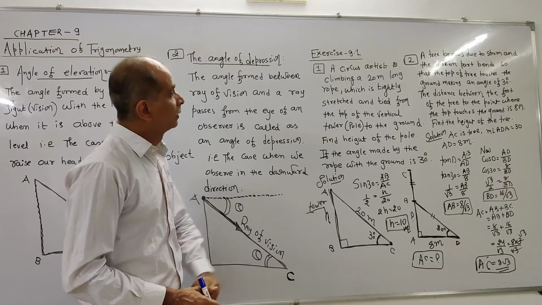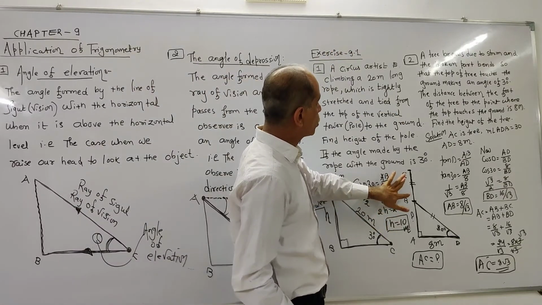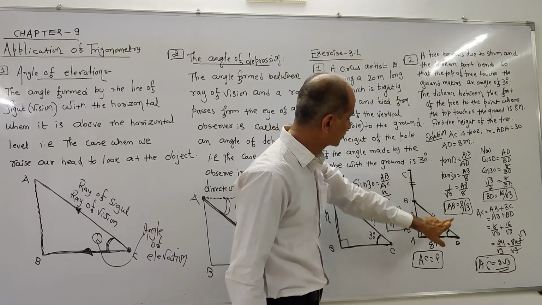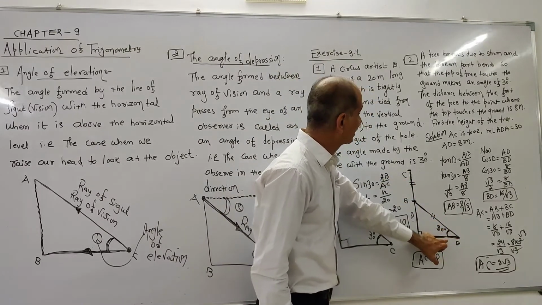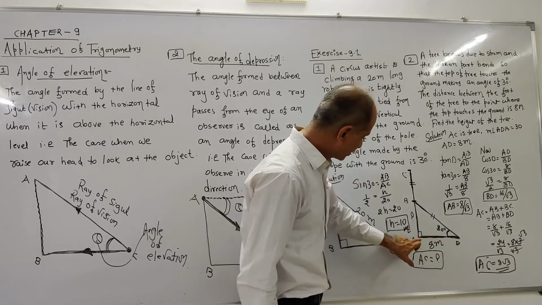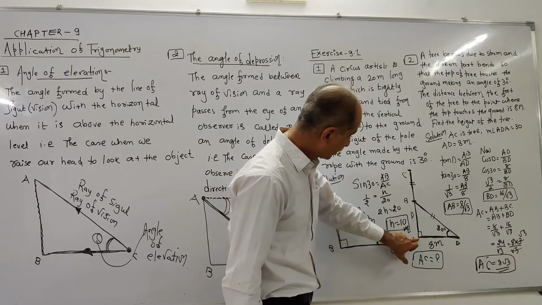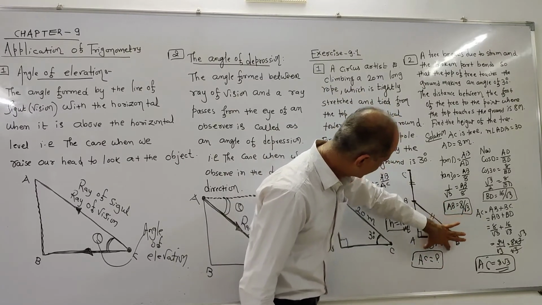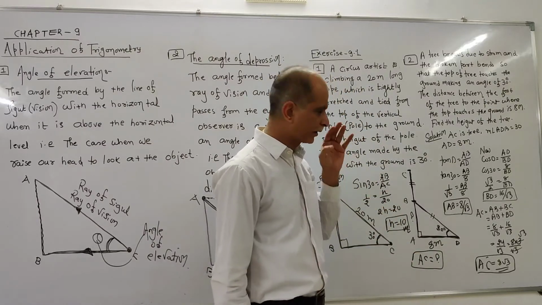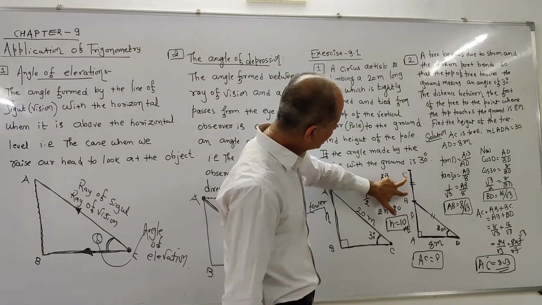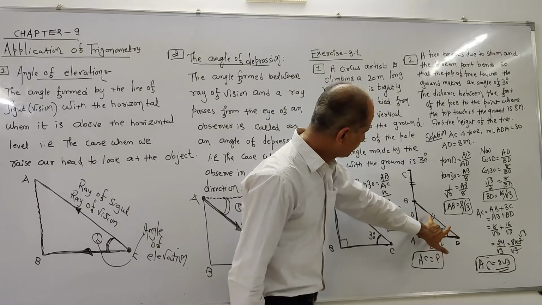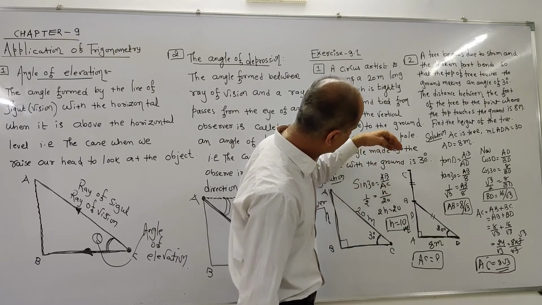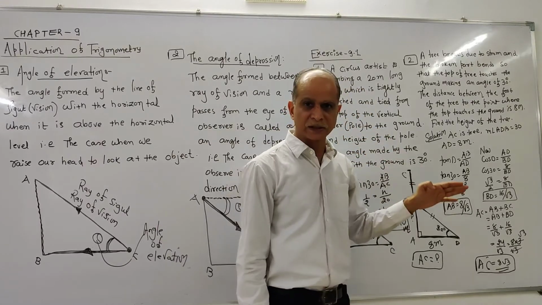Very important example. A tree breaks due to a storm. The broken part bends so that the top of the tree touches the ground, forming an angle of 30 degrees, and the distance between the foot of the tree and the point where the tree touches is known as 8 meters. Then find out the height of the tree. Here you have to consider BC is equal to BD. BD is nothing but the broken part of the tree, and the broken part of the tree is equal to BC, and that's why BC is equal to BD.